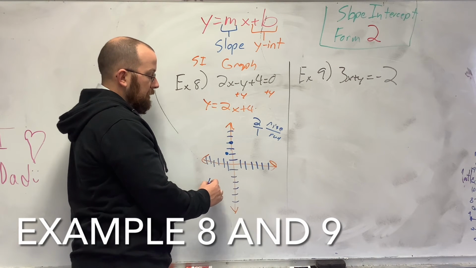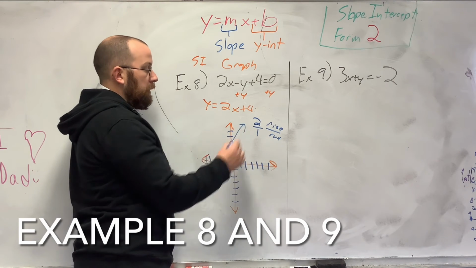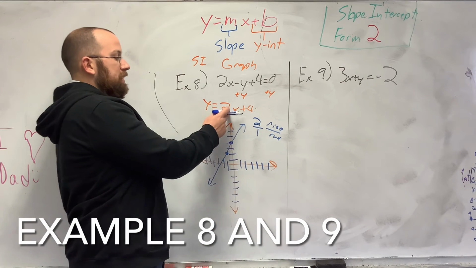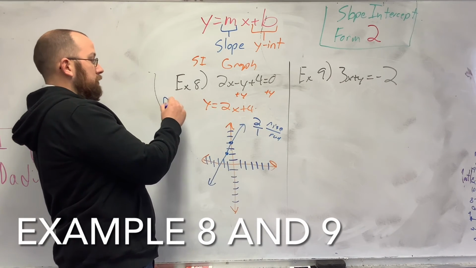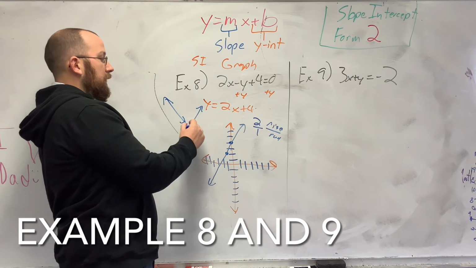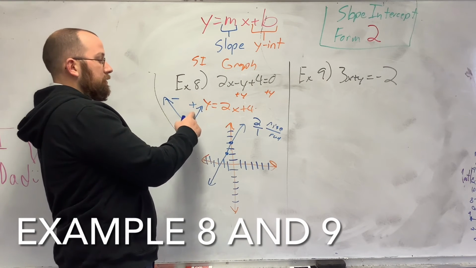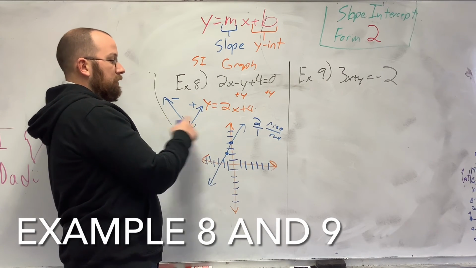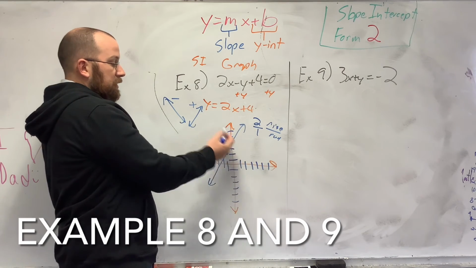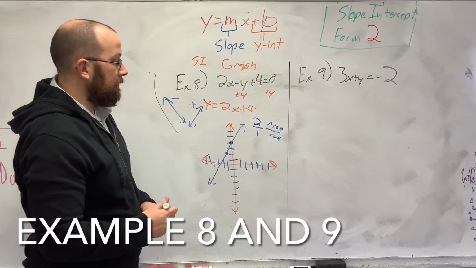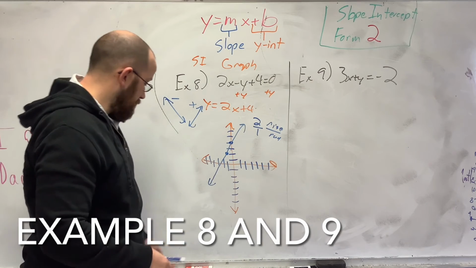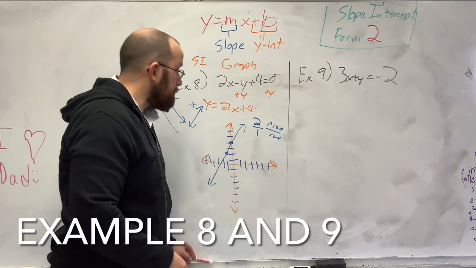Now you might be asking how I knew which way to go over. Well, since the slope is positive, I have to make the line look positive. If this was negative, I would have moved it this way to make a negative line. Again, there are other videos for that where I go more in depth.